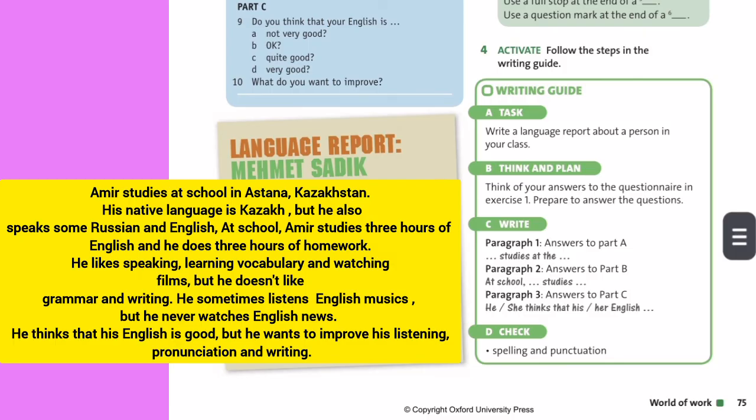Let's write a report about our classmate. Amir studies at school in Astana, Kazakhstan. His native language is Kazakh, but he also speaks some Russian and English. At school, Amir studies 3 hours of English and he does 3 hours of homework. He likes speaking, learning vocabulary, and watching films, but he doesn't like grammar and writing. He sometimes listens to English music, but he never watches English news.